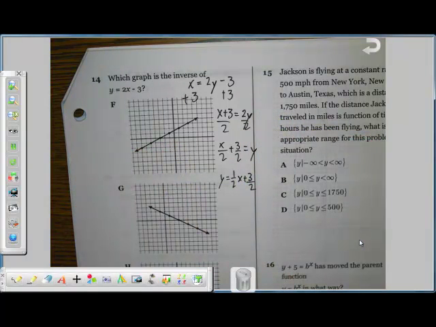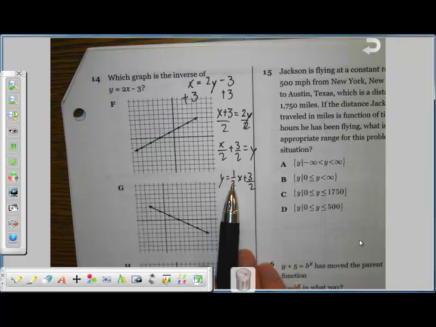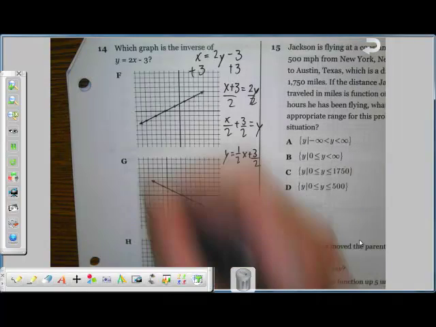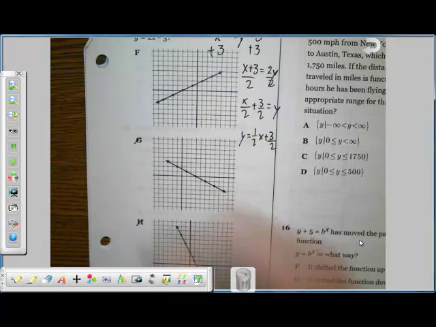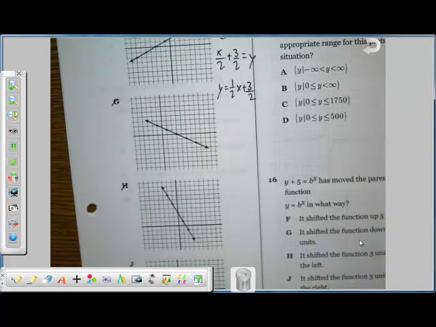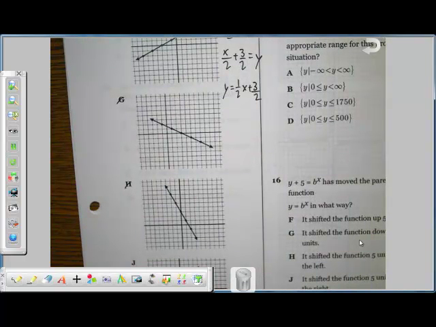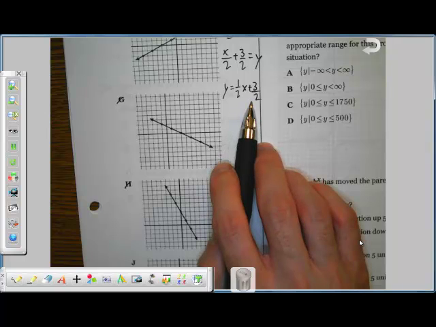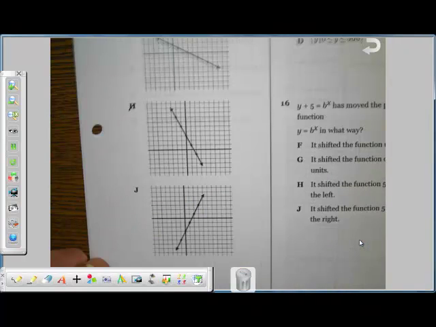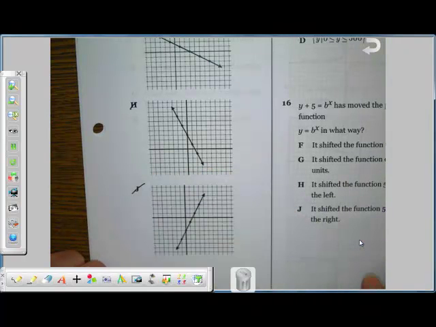Now, a couple of things I can do to make my life easier. I observe that the inverse has a slope that is positive. That allows me to eliminate g and h immediately. G and h both have negative slopes. I look at my y-intercept, I see that my y-intercept is positive. That allows me to eliminate j immediately from consideration.